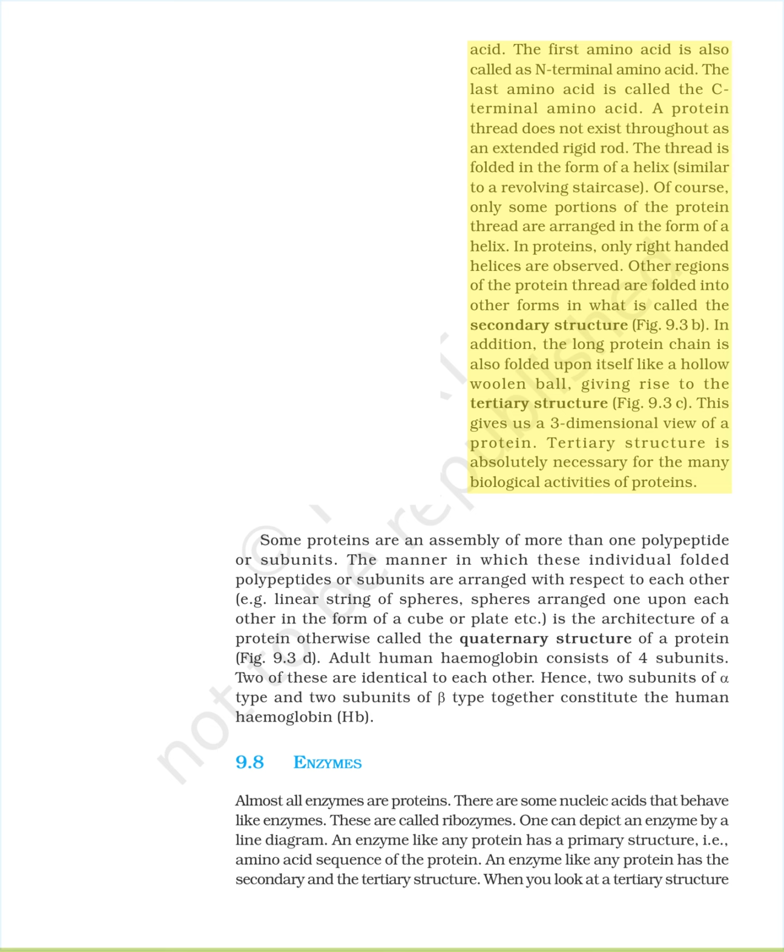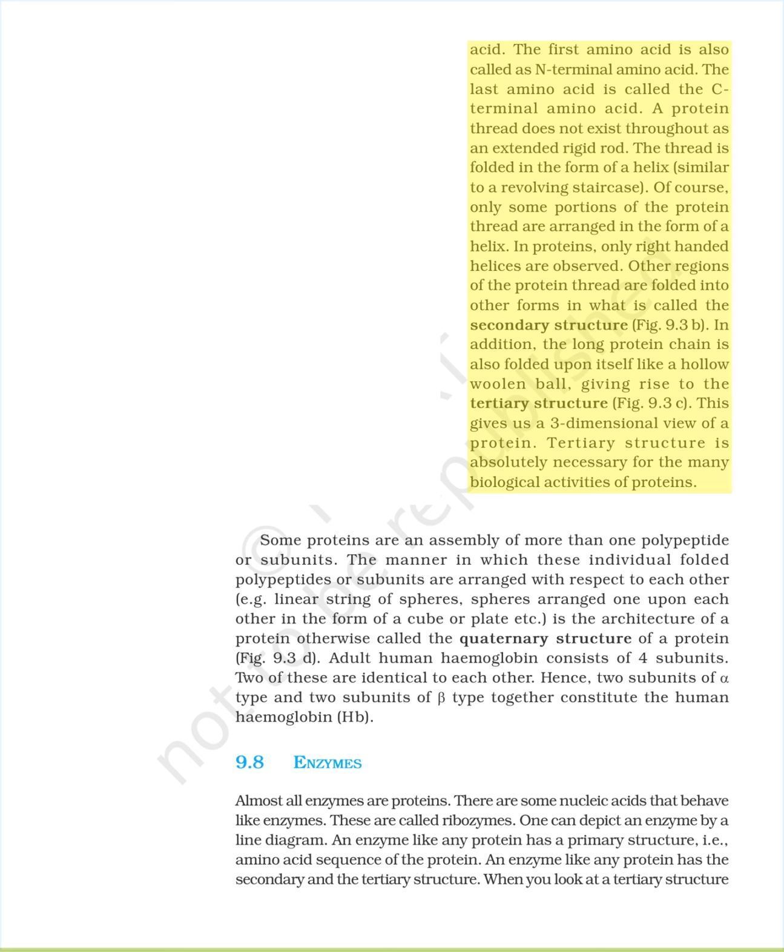A protein thread does not exist throughout as an extended rigid rod. The thread is folded in the form of a helix, similar to a revolving staircase. Of course, only some portions of the protein thread are arranged in the form of a helix. In proteins, only right-handed helices are observed. Other regions of the protein thread are folded into other forms in what is called the secondary structure, Figure 9.3b. In addition, the long protein chain is also folded upon itself like a hollow woolen ball, giving rise to the tertiary structure, Figure 9.3c. This gives us a three-dimensional view of a protein.